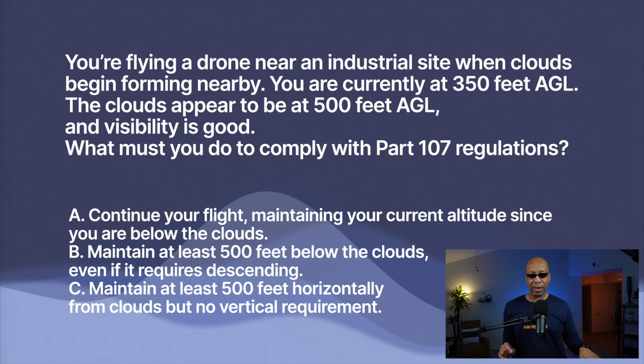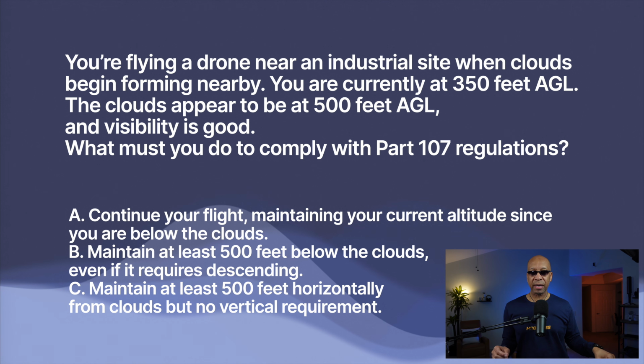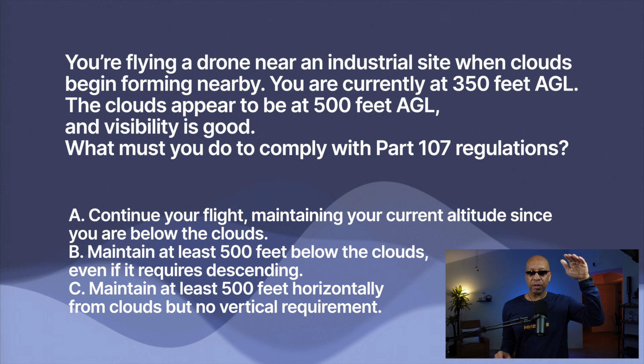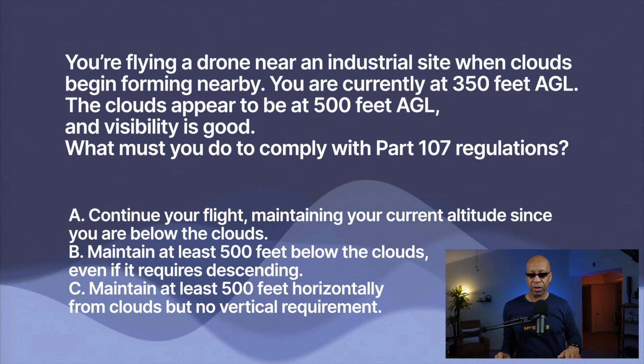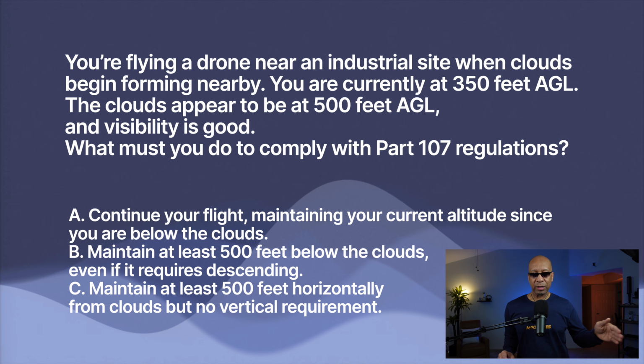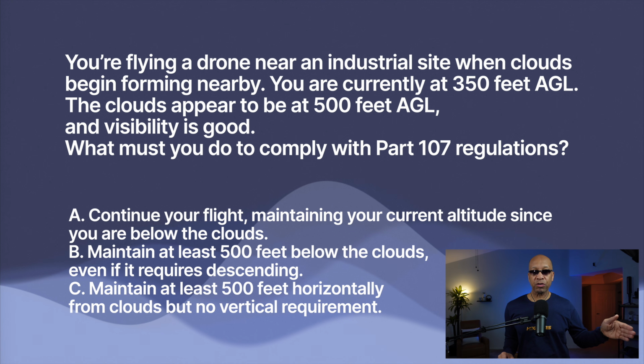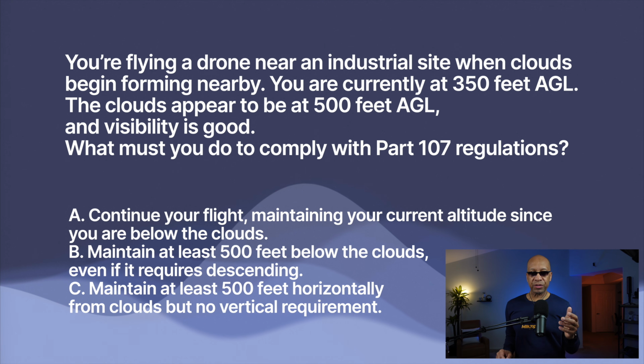That means that you're on the ground. That means that you can't fly. You have no legal altitude that you can fly that drone because the clouds are at 500 feet, and Part 107 says that you must be at least 500 feet below the clouds vertically and 2,000 feet away from the clouds horizontally. So I'm going to read the answers now to you and choose the appropriate answer.